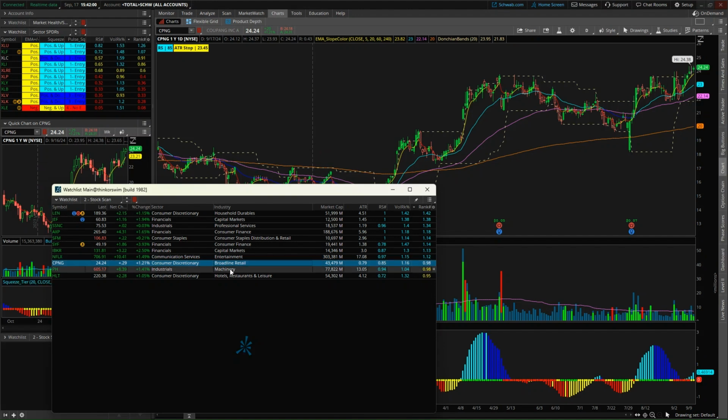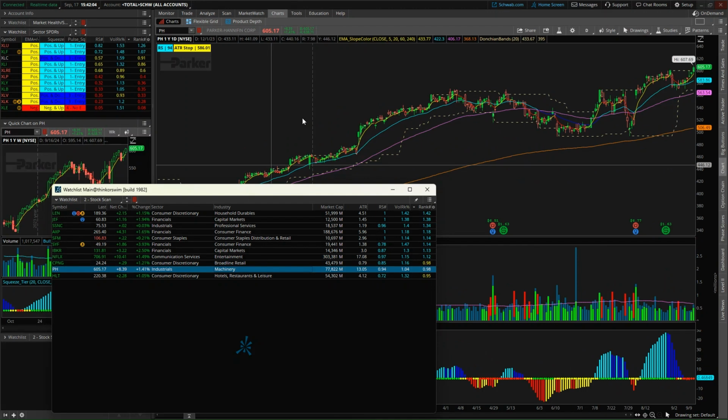CPNG, I believe this is an ADR. I always avoid ADRs. Parker Hannifin, this is looking pretty strong. New 52-week high. Slight pullback, some consolidation here. One strong sell-off day, but it's recovered all that. So this is a decent setup.